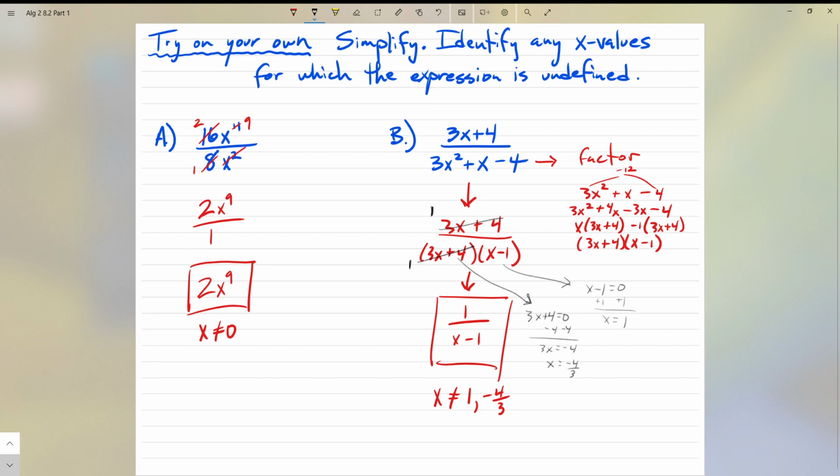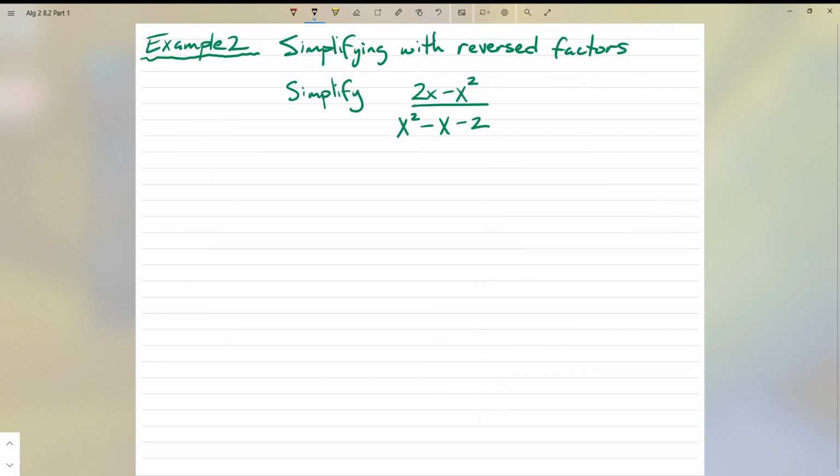Okay, let's move on to another example. So today's video is just the simplifying part. We're going to do multiplying and dividing in the next video. The only reason I wanted another example for simplifying is because you often can run into examples where the factors look like they don't cancel each other out, but essentially they do. Terrible way to say that. I got to work on my phrasing.